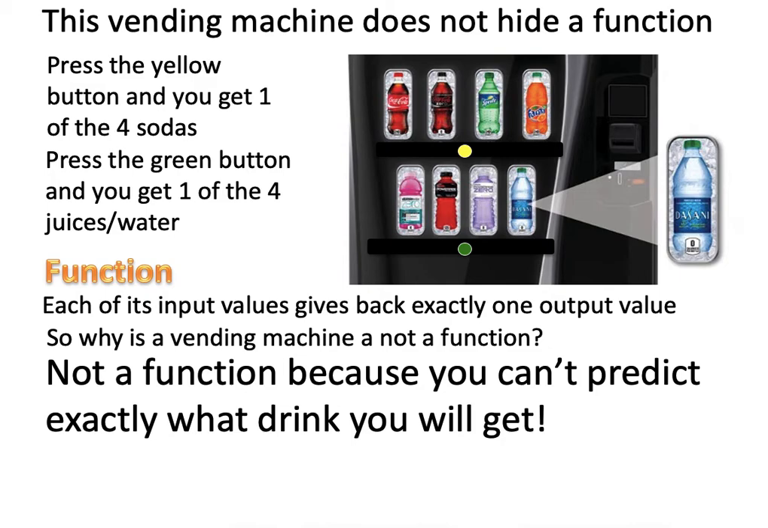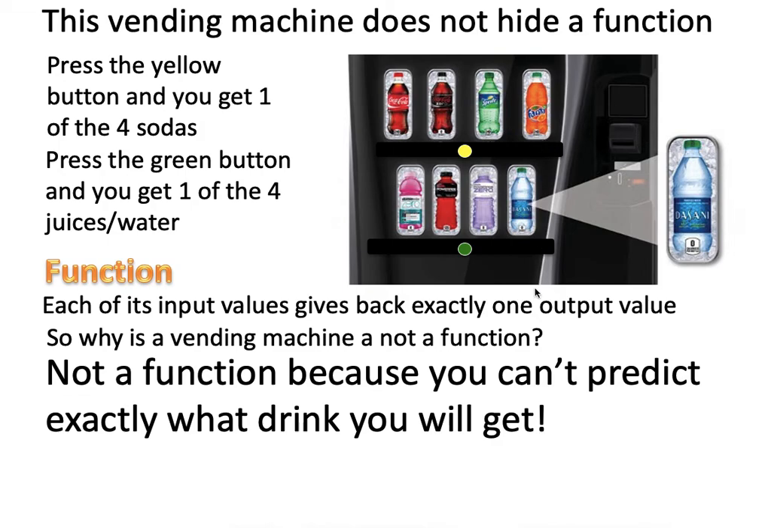And then I would say, yeah, because you can't predict what drink you're going to get. This is not a function. Functions are predictable. Each input gives you back exactly one output. If you press the yellow, do you know if you're definitely going to get the Coke? Maybe you only like Coke. Are you guaranteed to get Coke? No, because you're going to get one of these 4.